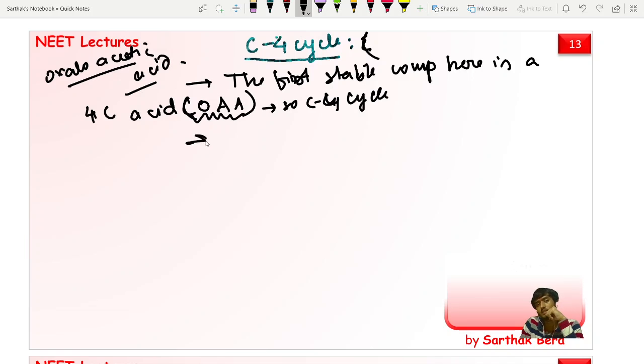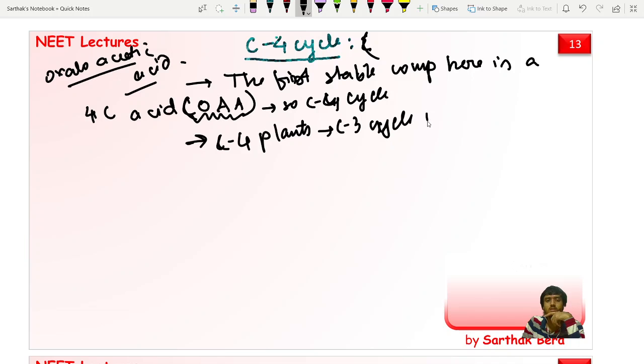The plant in which the C4 cycle is happening is known as a C4 plant, and in C4 plants this C3 cycle is also happening, as I told you previously.